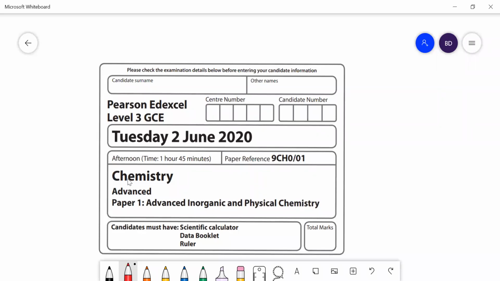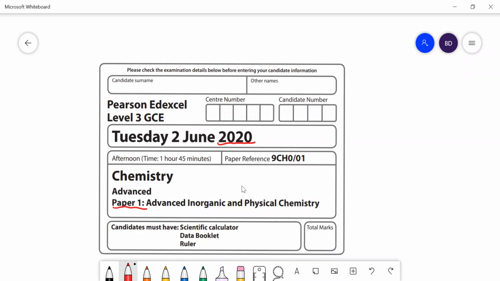In this video, I'm going to go through the Edexcel A-level Chemistry paper from 2020. And this is paper 1, Inorganic and Physical Chemistry. I'll just do the first half of the paper in this video and finish it in a later one.